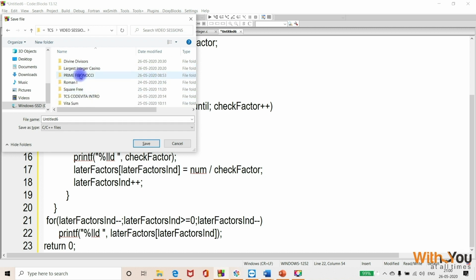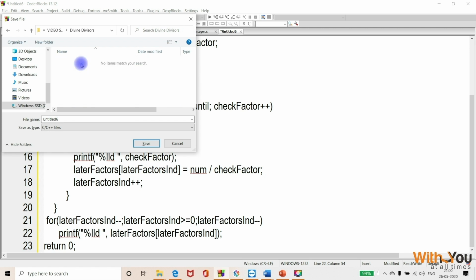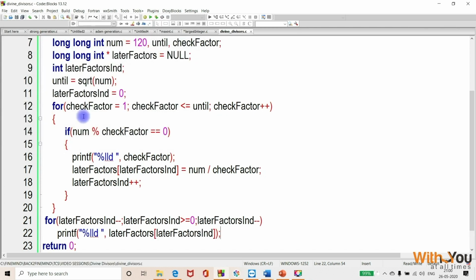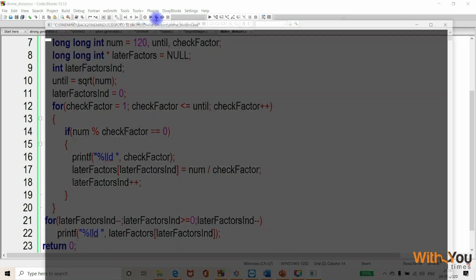Okay, so I have a folder purely for this. Divine devices. Okay, and we'll put it as divine_devices.c. I think it would be good in case if you can have an underscore, right? Yay. I felt so good. Let's run this for 120 and see what's happening. Any possibility of any errors? I hope not. Let's run this.